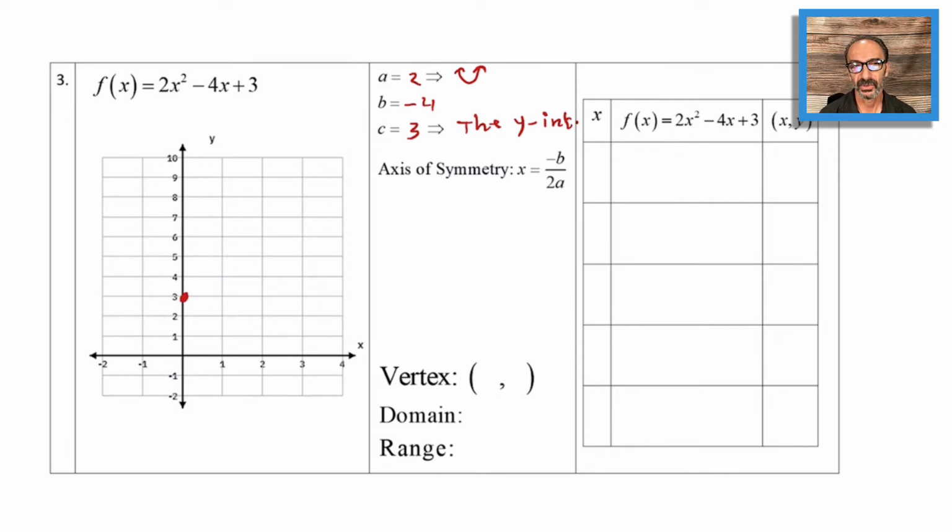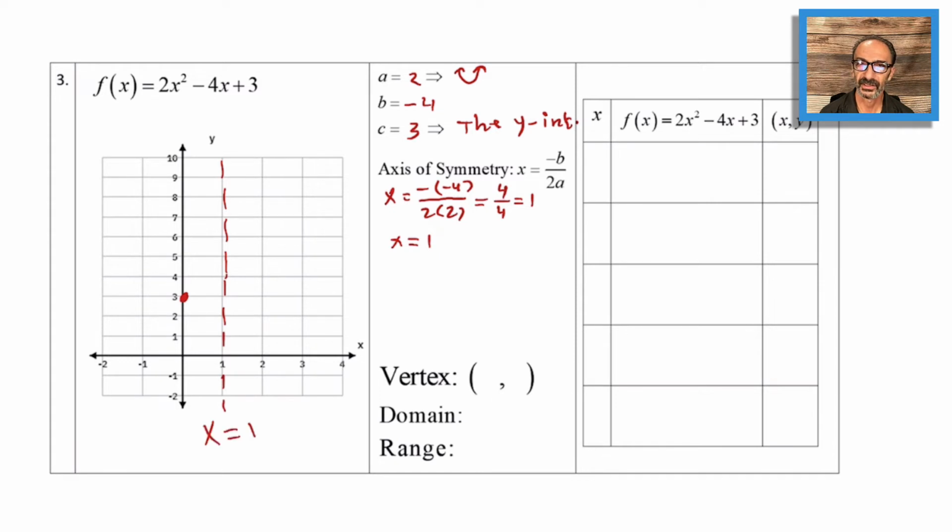Here we have a equals 2, so it's going to open up. B is negative 4 and C is 3, which is the y-intercept. So we mark it. To find the axis of symmetry, it's the opposite of B, minus B over twice A. Negative 4, that's 4, over 4, and that's 1. So x equals 1 will be the axis of symmetry.